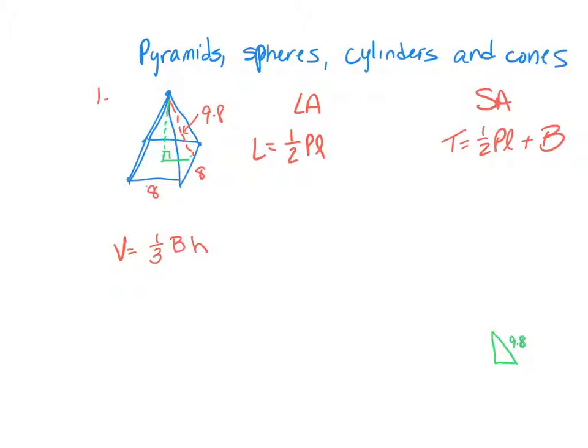And what would the floor be? What would this down here be? A 4, because it's half of the square. Can everybody find me the height? What do you do to find the height in a right triangle when you have two sides?